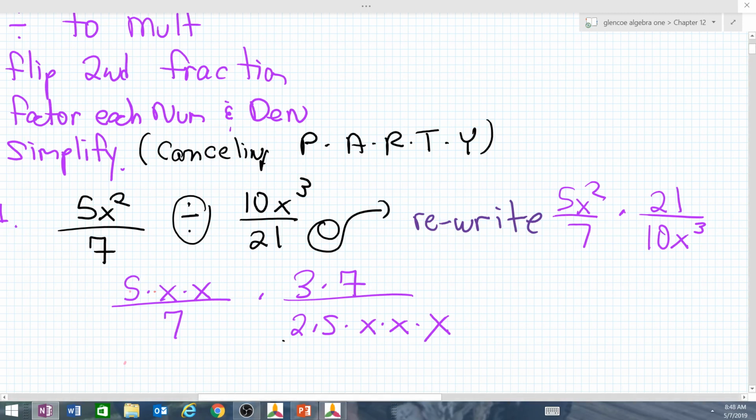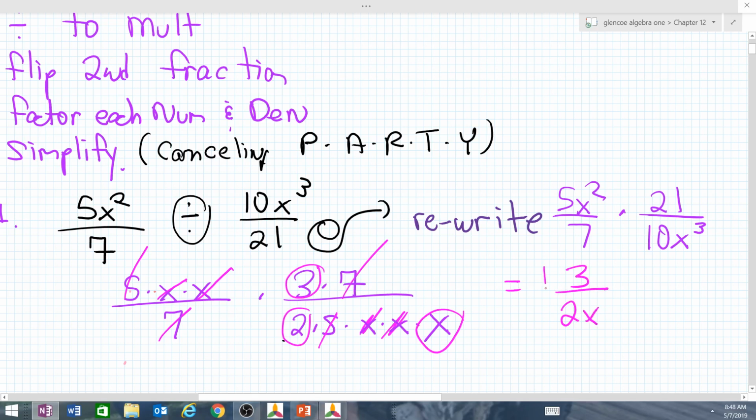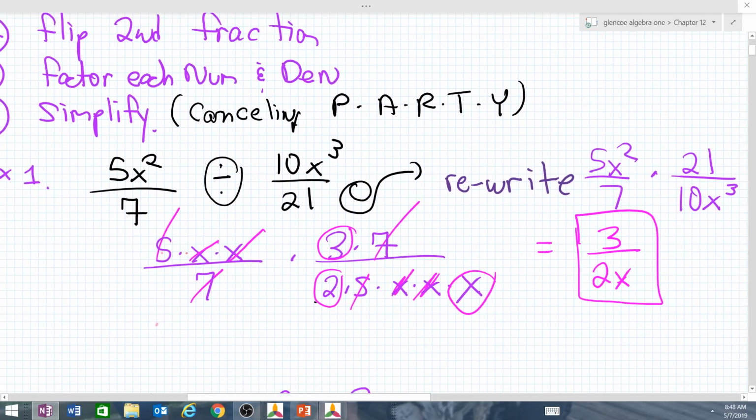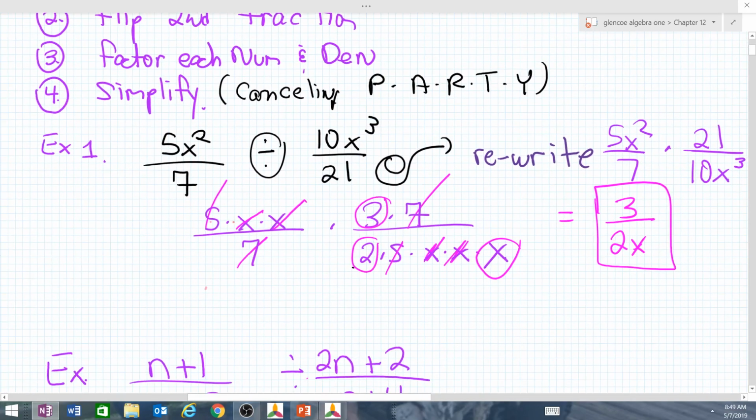Okay, let's start with the top. So you cancel the 5 and both of the x's with the bottom diagonal. Okay, good. And then you cancel both of the 7s on the diagonal. Okay, so that's awesome. 3 over 2x. Pretty simple, yes, guys? You like that? Anybody have a question on example number 1?